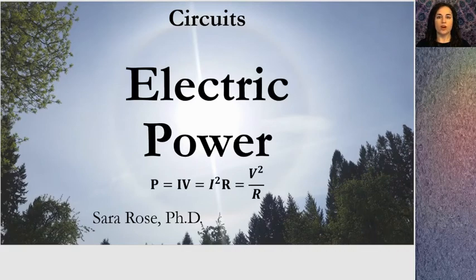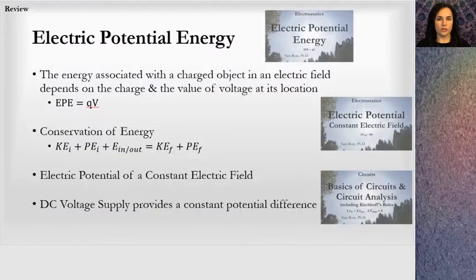This is a lesson on electric power in a unit on circuits. I wanted to start with a quick review of electric potential energy, because that's where the energy comes from when we're talking about electric power. We know that there's energy associated with a charged object in an electric field, and that depends on the charge and the value of the voltage. All right, so we looked at that.